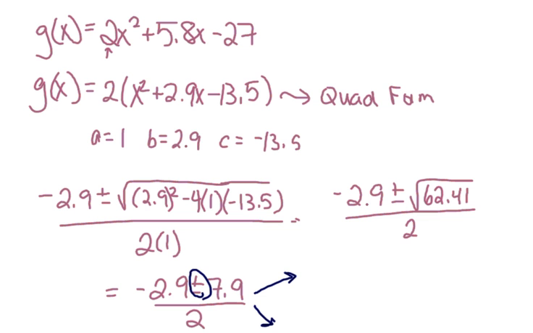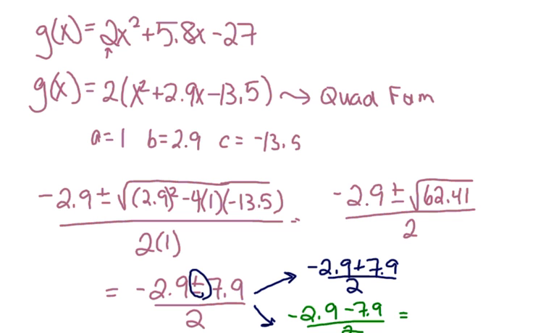Now what happens there is this breaks up into two pieces. This symbol right here means you have two operations. So you've got negative 2.9 plus 7.9 divided by 2, and then negative 2.9 minus 7.9 divided by 2. So we go ahead and simplify that. This one we're going to get negative 5.4, and the top one we're going to get a positive 2.5.